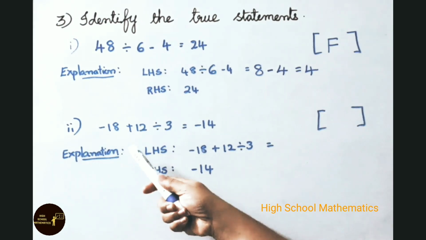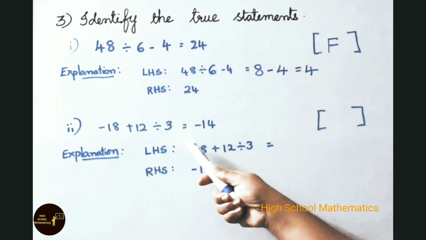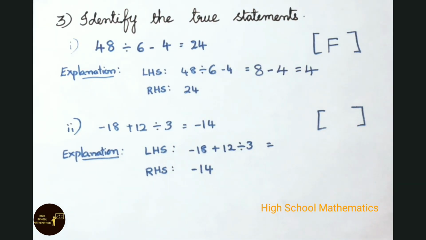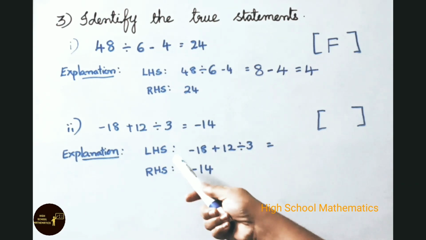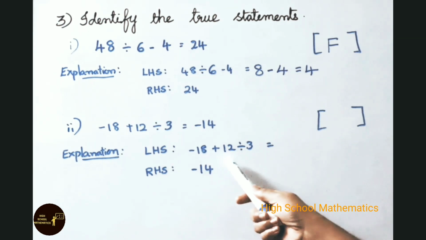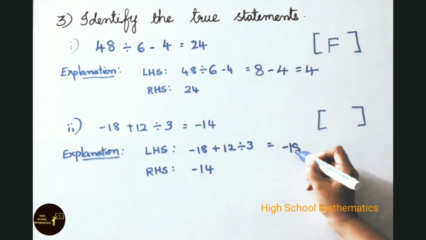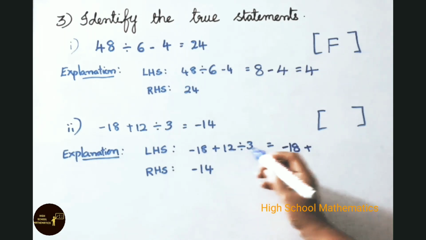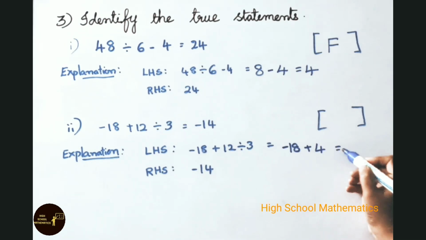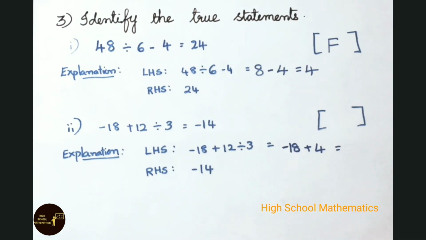See now second sum, minus 18 plus 12 divided 3, that equals to minus 14. Let us see here LHS part, minus 18 plus 12 divided 3. According to BODMAS rule, first we have to do division. So write down minus 18 plus 3 table 12 is 4 times. That equals to, here both are having opposite sign, we have to do subtraction. 18 minus 4 is 14.